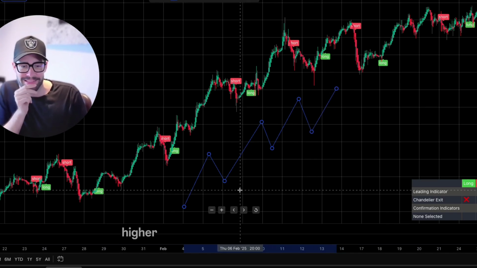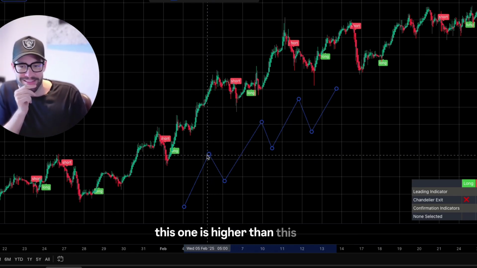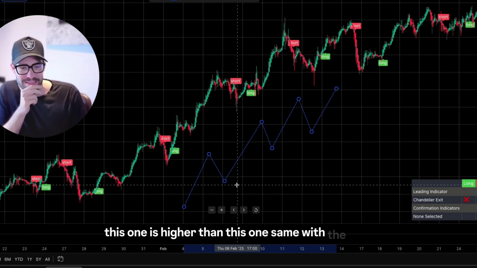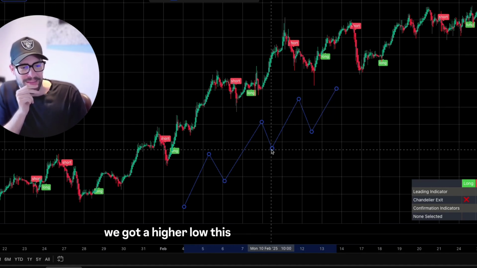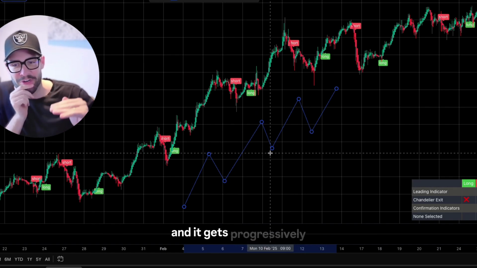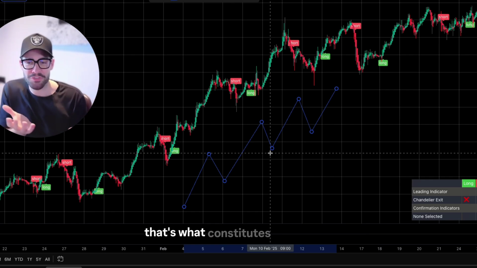Now, by higher highs and higher lows, you can see this is a higher high. This one is higher than this high. This one is higher than this one. This one is higher than this one. Same with the lows. We've got a higher low. This low is higher than this one. This low is higher than this one. And it gets progressively higher as you go up. So it always has to be moving in the upward way. That's what constitutes an uptrend.